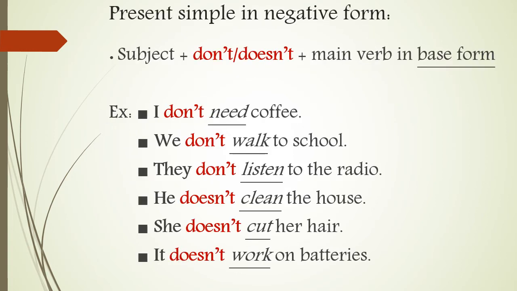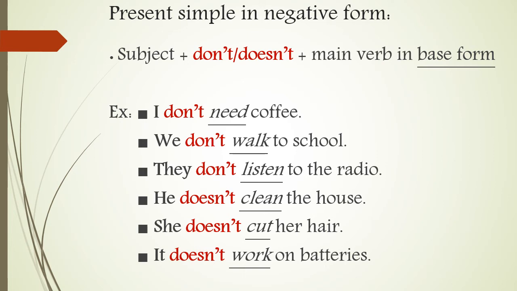Okay, now regarding the present simple in the negative form, and we mean by negative that we add not to the auxiliary verb. And as we said before, the auxiliary verbs are do and does. Do we use with the plural pronouns, and does we use with the singular pronouns. So the form of the negative sentence is subject plus don't or doesn't plus main verb in its base form. As well, we keep the verb as it is.